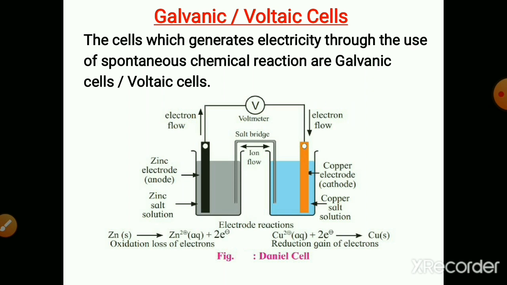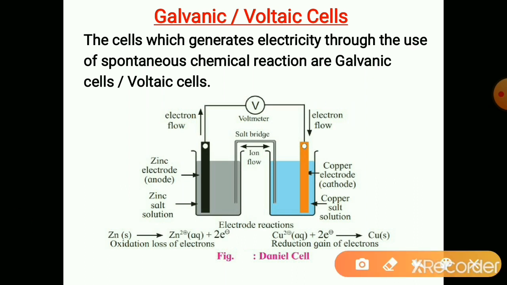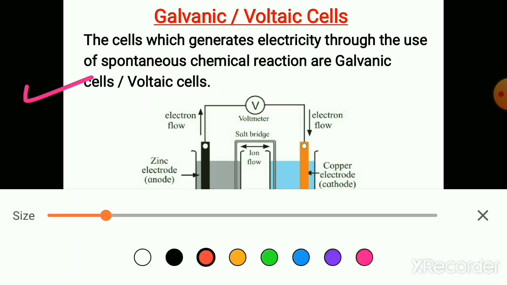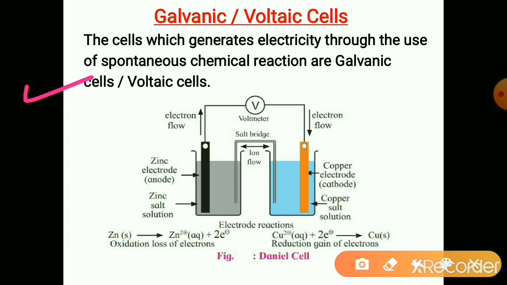Galvanic cells, the cells which generate electricity through the use of a spontaneous chemical reaction, are also called voltaic cells. Why are these called galvanic and voltaic? In the previous video we discussed that these are the names of the scientists. These cells generate electricity and act as a source of electricity. The construction is given below.